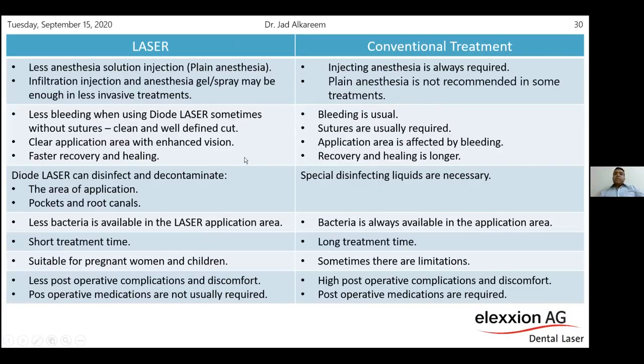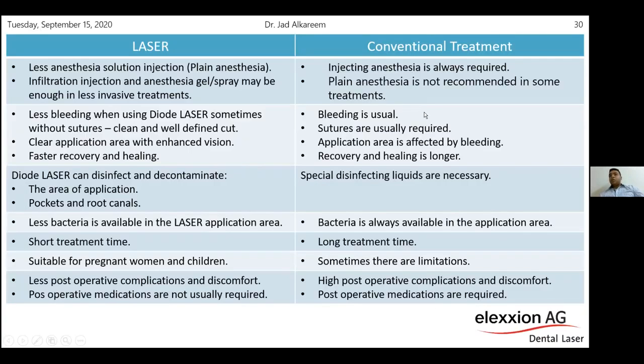With the laser, you have less bleeding when you use the diode, and in most cases you don't need to do any sutures or stitching. You have a clean and well-defined cut. The application area is totally clear, and it gives an enhanced vision for the dentist, so the dentist is able to see what he is doing. You have a faster recovery and healing, approximately between 3 days up to 8 days.